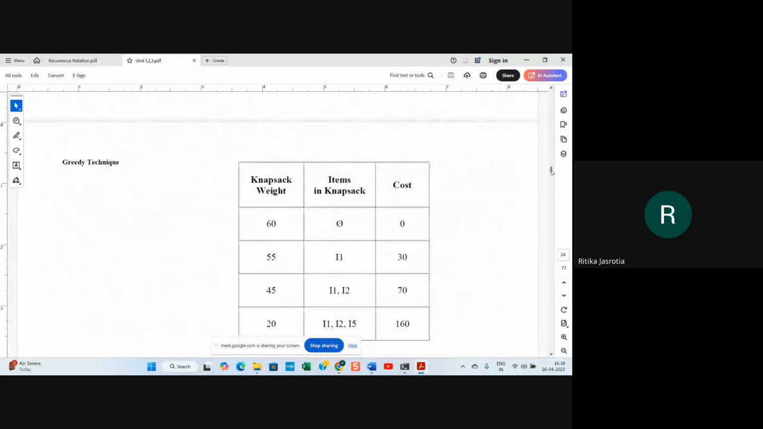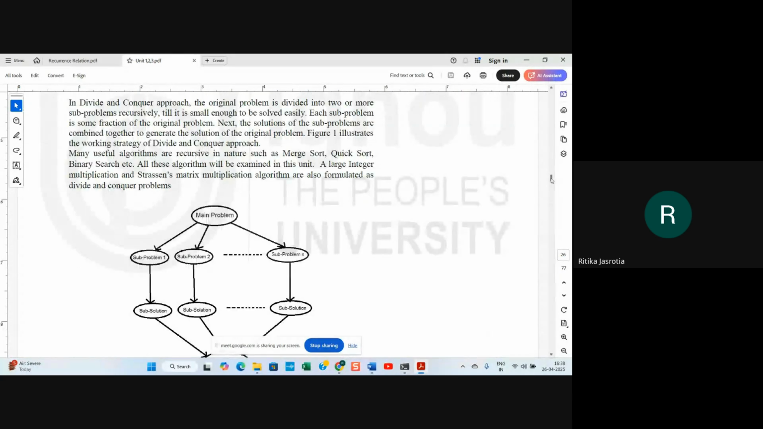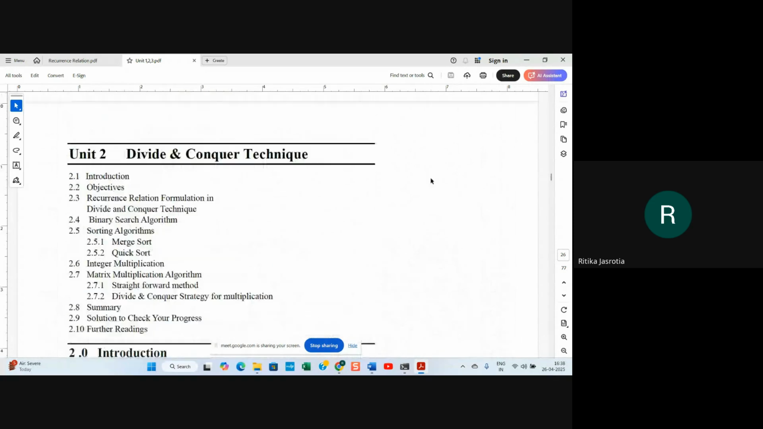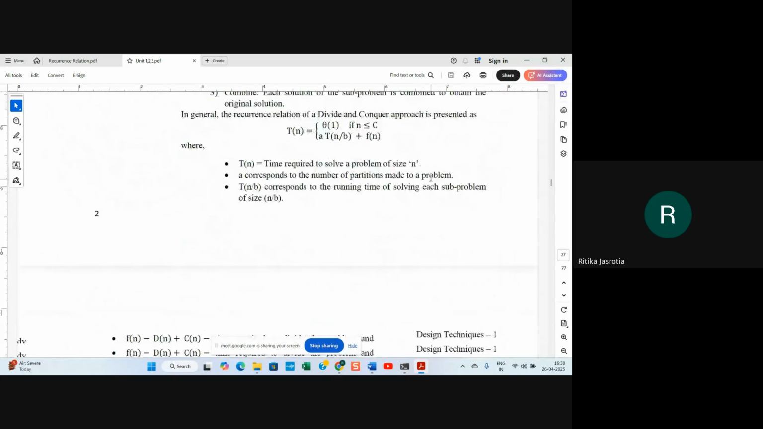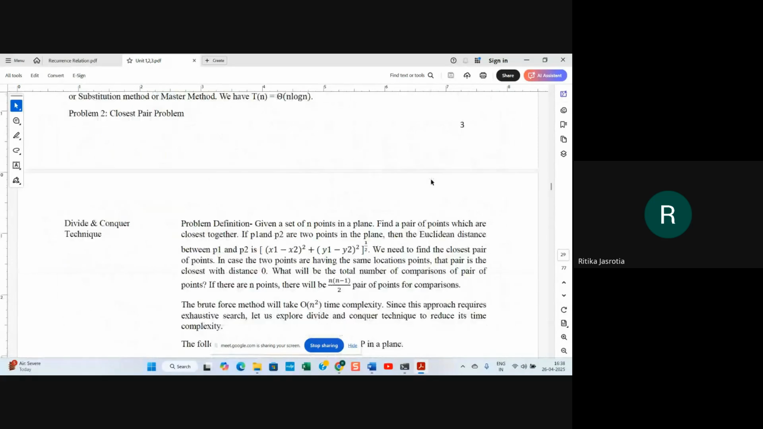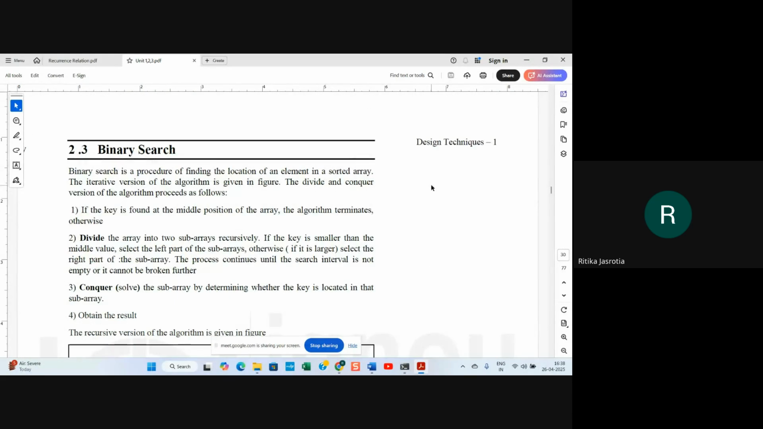The next unit is divide and conquer algorithms. We'll discuss divide and conquer algorithms tomorrow. What are the different algorithms they are talking about? We'll talk about them, the different algorithms, binary search and all that, right? So any doubts, anybody?